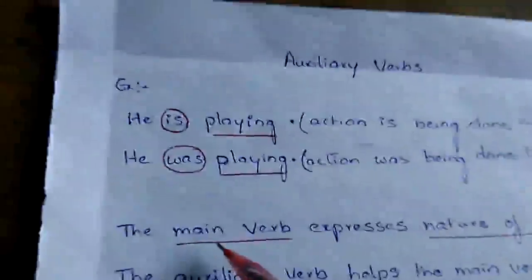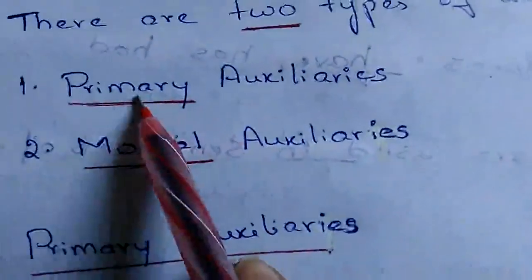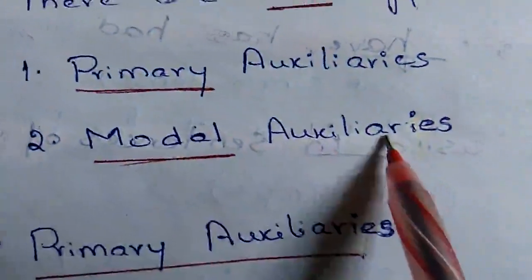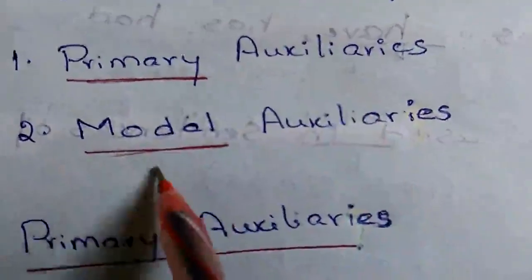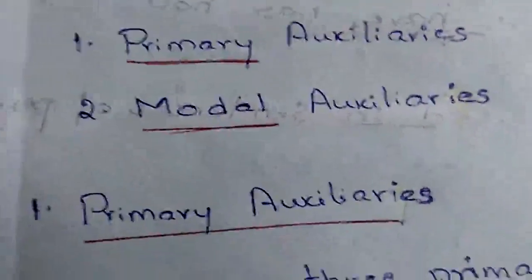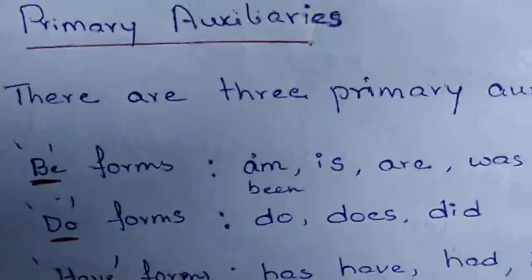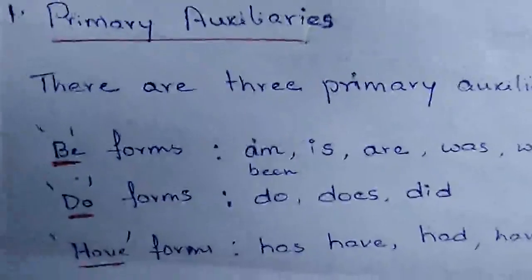When it comes to how many types of auxiliary verbs there are, we have two types: primary auxiliaries and modal auxiliaries. First we take primary auxiliaries. There are three primary auxiliaries, that means we have three forms of primary auxiliary.